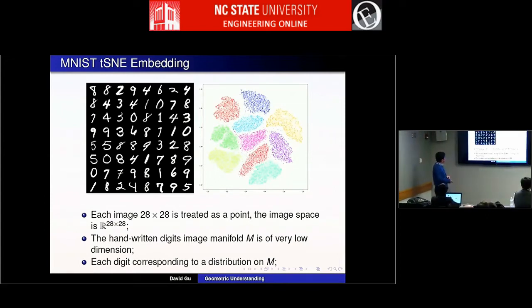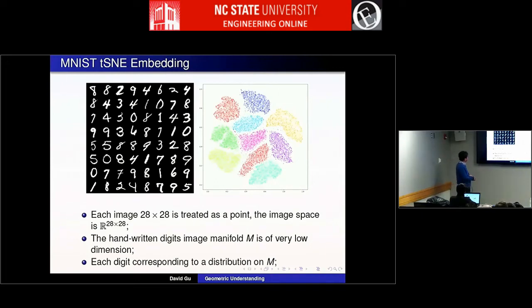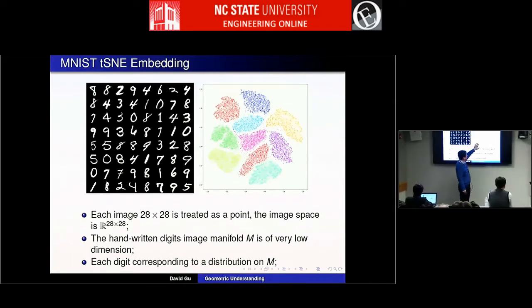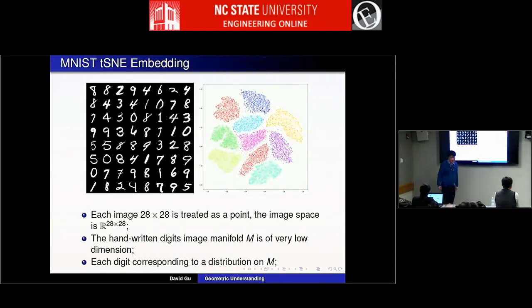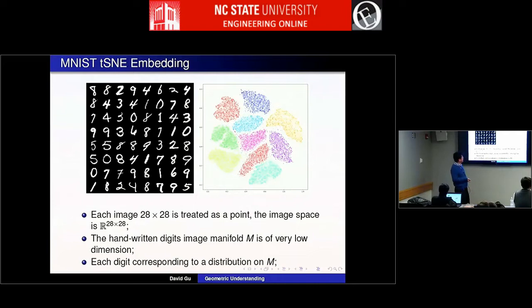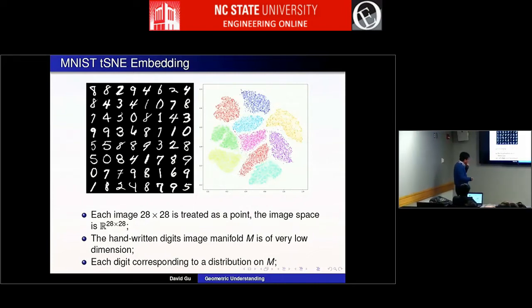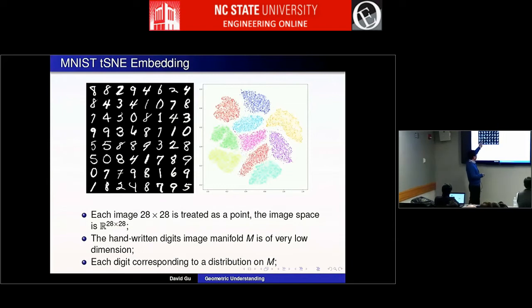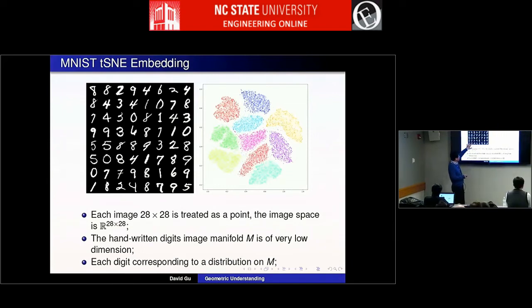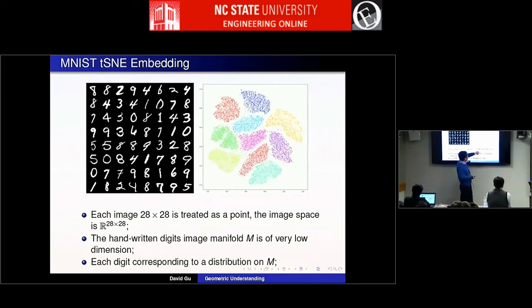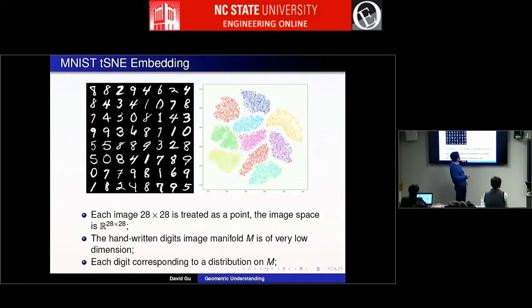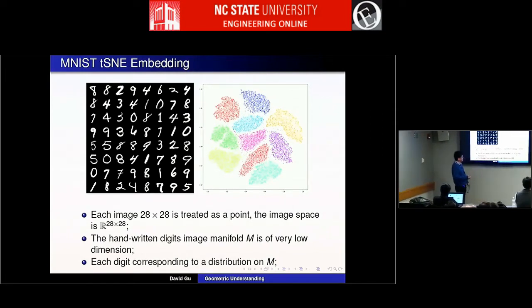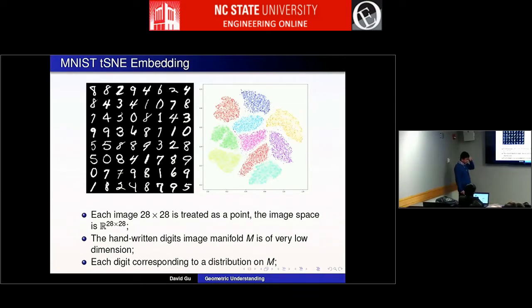Using the manifold embedding method t-SNE, invented by Hinton, we can map the point cloud to the plane. Each point here represents one image. Here we have 10 clusters, and each cluster corresponds to one digit, from 0 to 9. This picture shows that we have a surface in the 784-dimensional space, but we can flatten this surface to the 2D parameter domain. This is called the feature space or latent space, and the surface is called the data manifold in the image space. Here we can easily see the manifold structure.